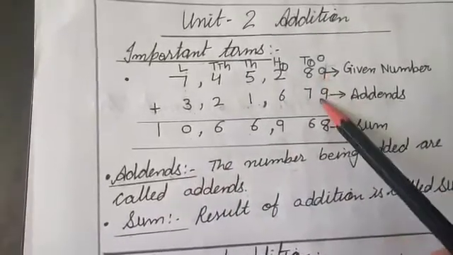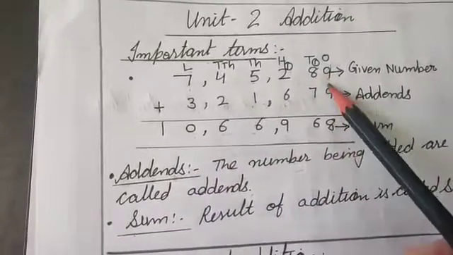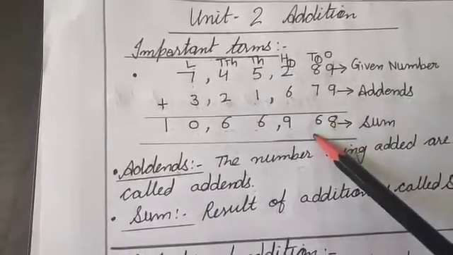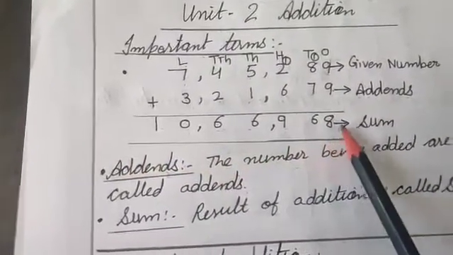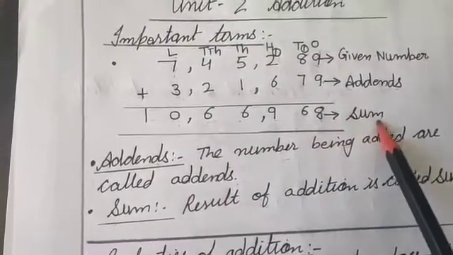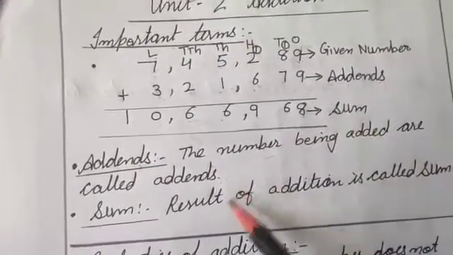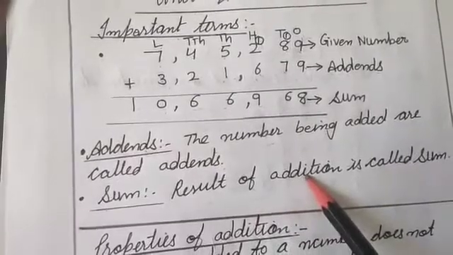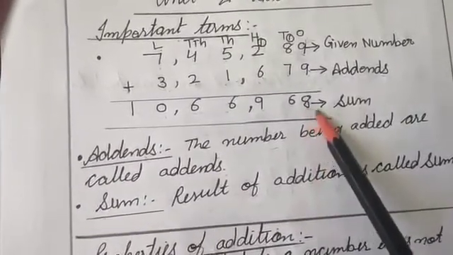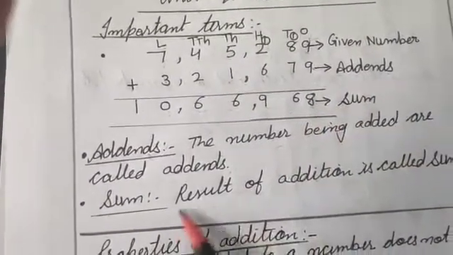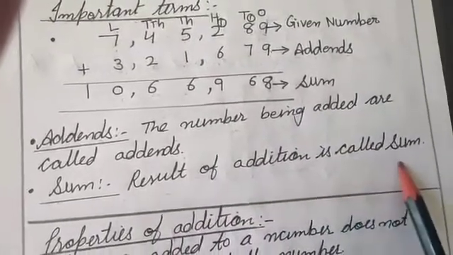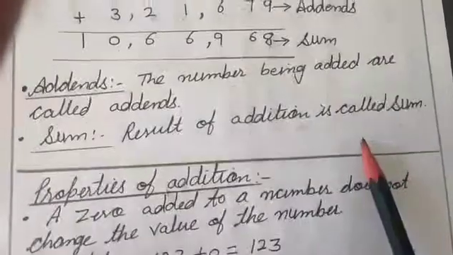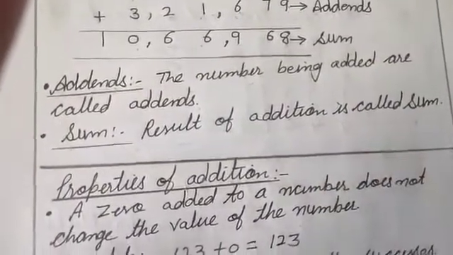And when we add two numerals, or three numerals, or four numerals, what we get as their answer is called their sum. So the result which came from the addition of 2 or 3 numbers is called the sum. So the result of addition is called the sum.